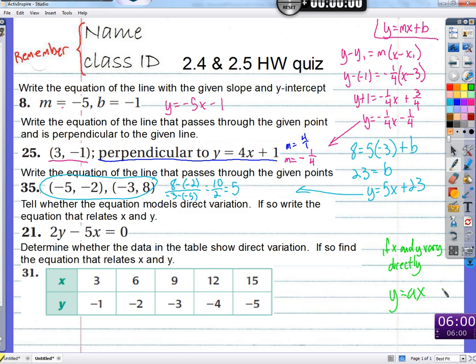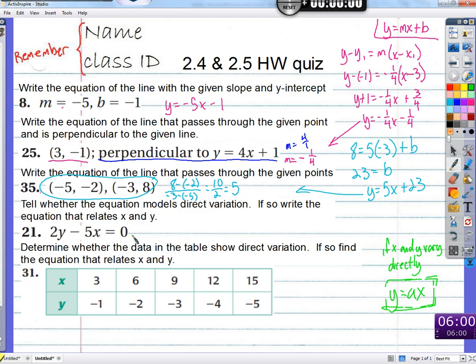Y equals a times x plus what? Zero. Zero, right? So if we were to look at the graphs of these direct variation equations, they all do what? If we have a plus zero for all of them, they go through the origin, they have a y-intercept of 0. Okay, so if y and x vary directly, this is true. If this is true, y and x vary directly. It's back and forth. One implies the other.